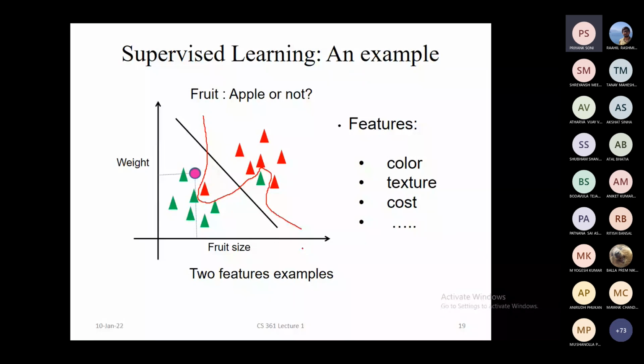If it is a high dimensional case, in general, these separators are called hyperplanes. A hyperplane has one dimension less than the actual dimension of the feature space. So if you have any question, you can ask. Otherwise, this is generally a very simple example.